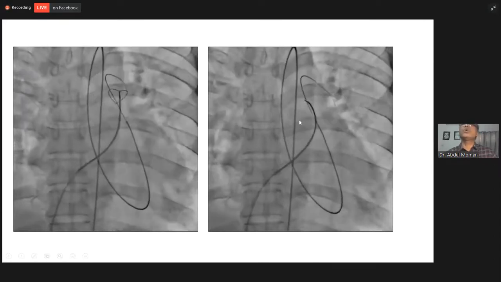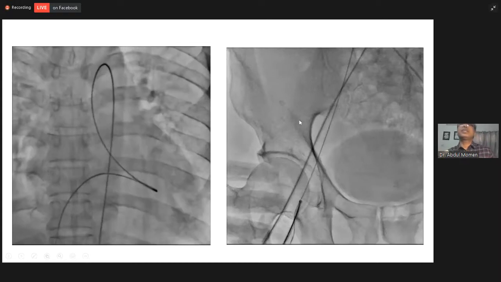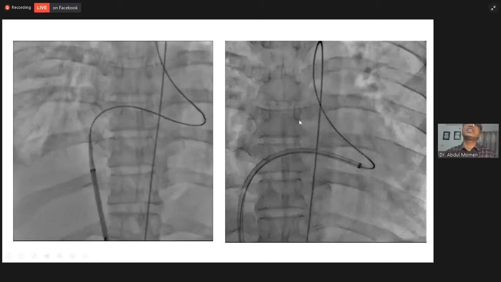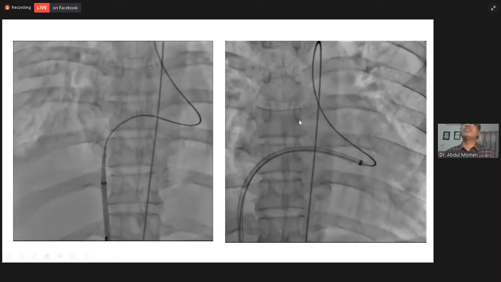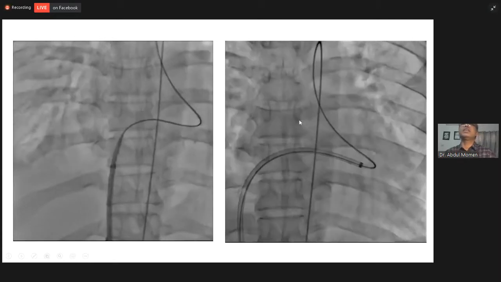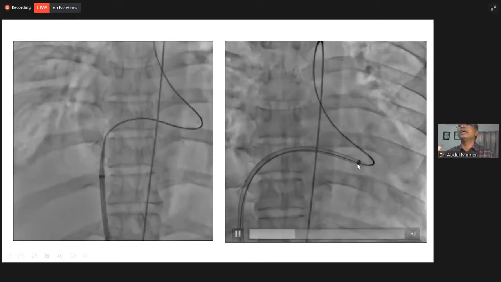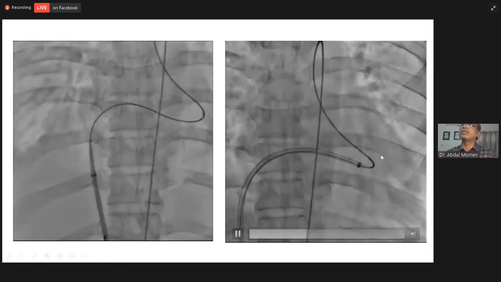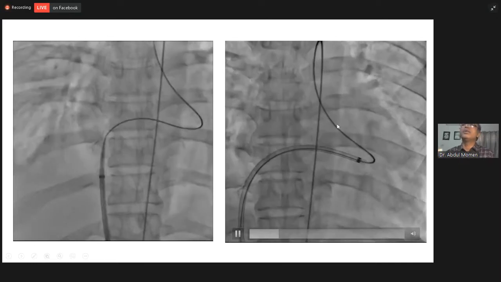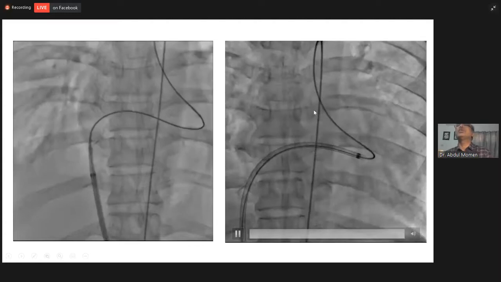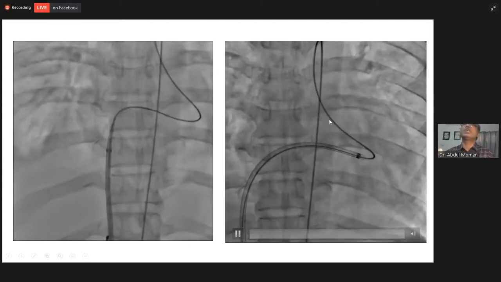And through the loop, we pushed a 10 French ASD delivery sheath, and it is very difficult to cross the sheath because there is so much angle. The sheath goes from RA to RV, then across the VSR into the LV. But we failed to cross this curve. It is mandatory to park the sheath into the aorta before delivering any device.